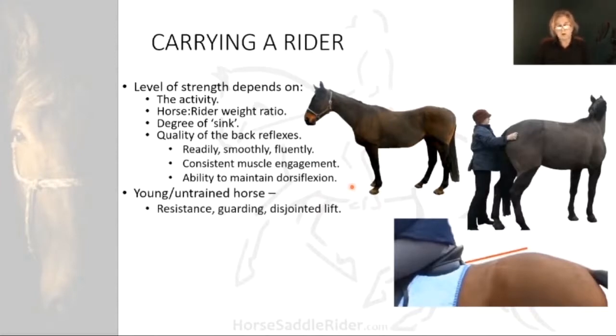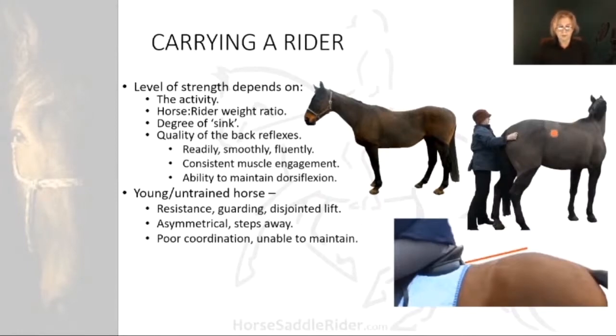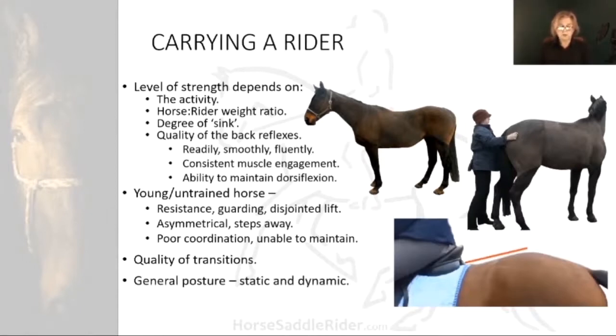The young untrained horse will often show resistance or guarding or a disjointed lift, and that's what we saw in the film. They may be asymmetrical and just simply step away because of the loading that we've induced. We've put them off balance by doing this. They may have poor coordination so that they are unable to maintain the lumbar sacral flexion. Lack of strength. How does the horse coordinate itself sufficiently to deal with the load of a rider up and down the gaits? And their general posture, static and dynamic, and we'll be looking at that in the next presentation in more detail.